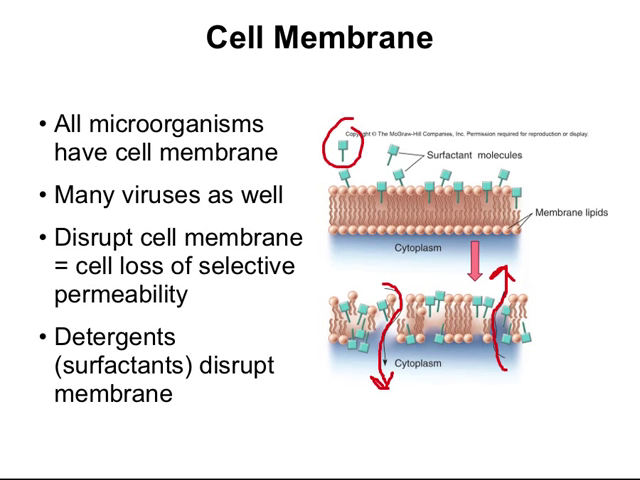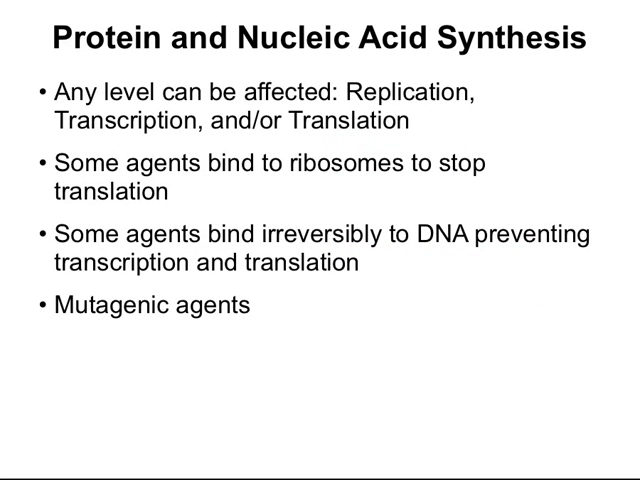The surfactants disrupt the cell membranes, they cause them to break apart. Once there are spaces like this in the cell membrane, then they're no longer selectively permeable, and the cell can die quite rapidly. The next level that antimicrobial agents can work on is the level of protein and nucleic acid synthesis. Any level can be affected. Replication could be affected, transcription and/or translation could be affected. I've already introduced the idea that many antibiotics are targeted at the transcription and translation mechanisms.